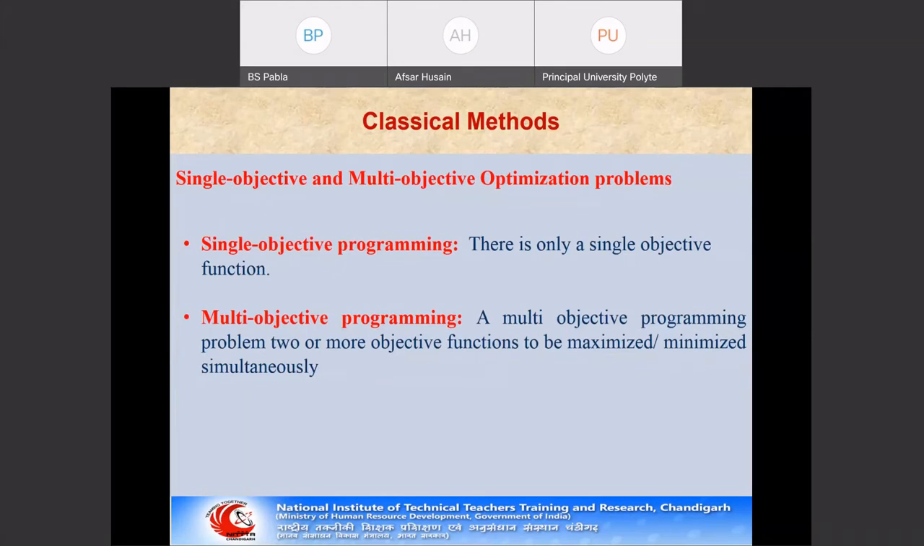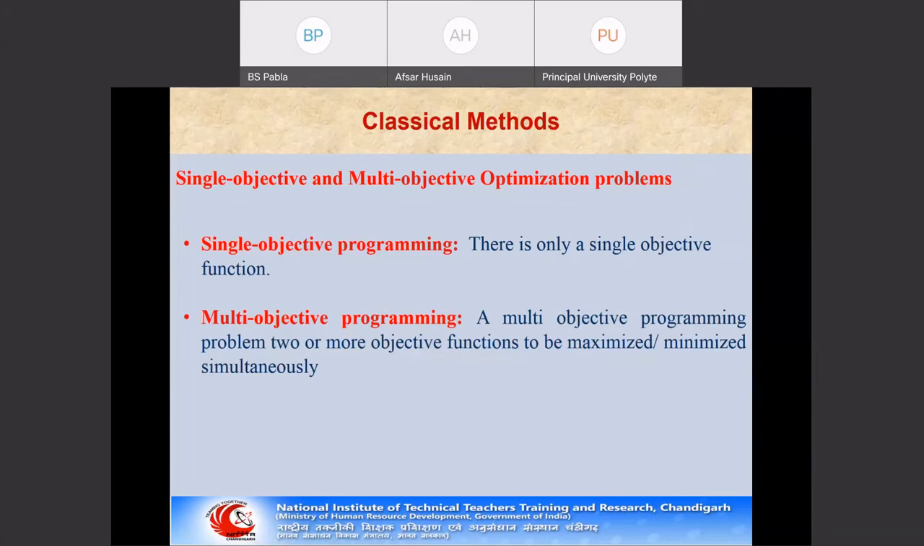But there are conflicting situations where I want to decrease the cost of production, and at the same time I want to increase profit, or I want to improve the surface finish and at the same time increase my profit. When you want to improve the surface finish, you need better machines, which will add to the cost of manufacturing. That means there are conflicting things. I want better surface finish, but I want to reduce the cost also. So these are conflicting things.